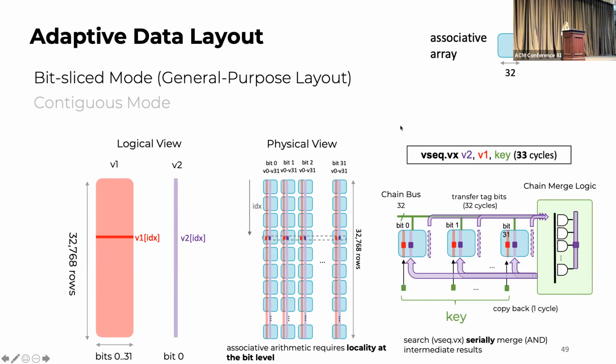So when we perform this search, or vmseq.vx instruction, we have to sequentially accumulate each of these intermediate results. So we have a cost that's of the order of the number of bits.